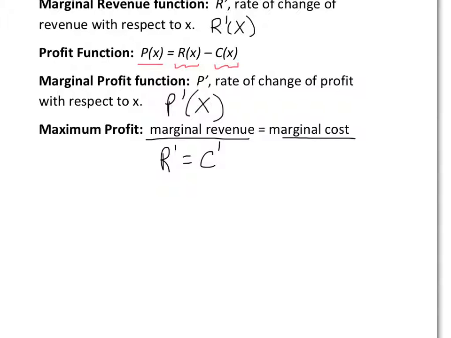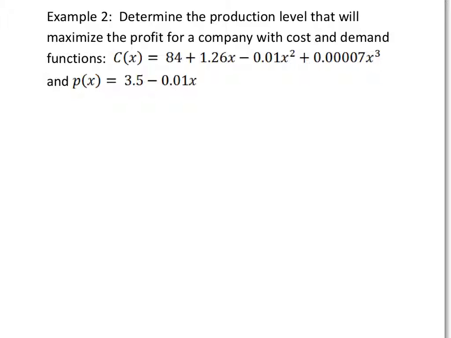If the slopes are the same, then we're going to have a maximum profit. All right, so I have two more examples here for you over this business calculus stuff, and then you'll have several problems to practice on homework. For this one, we're supposed to determine the production level that will maximize profit. So this is going with what we just did.